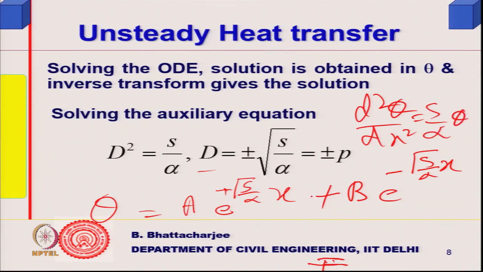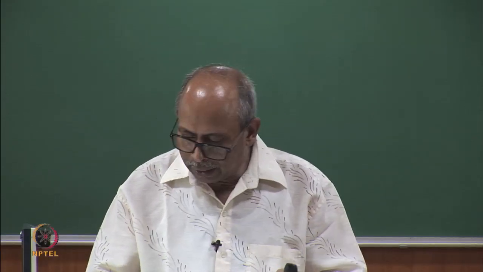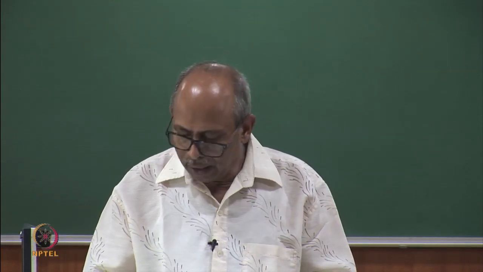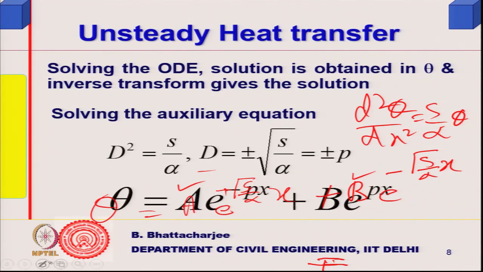Similarly, for the minus exponent, differentiating once gives minus under root s by alpha times the exponential, and differentiating again, the minus sign becomes plus. So both are solutions of this equation, and the general solution is the sum of these two. The constants a and b we usually get from the boundary conditions. Let us see how we go about it.